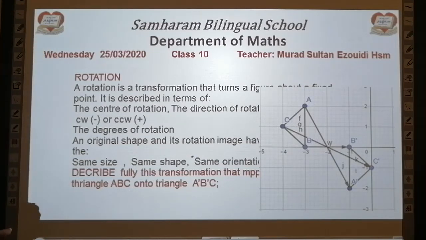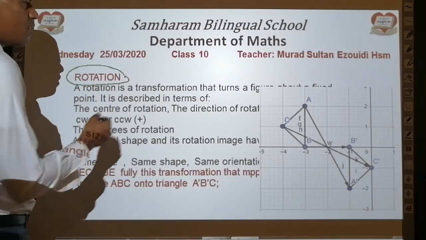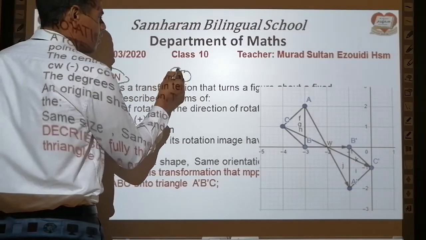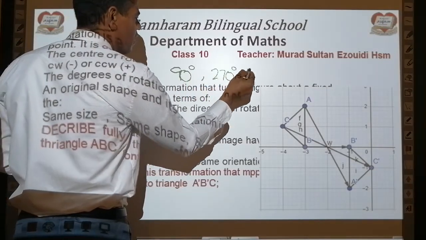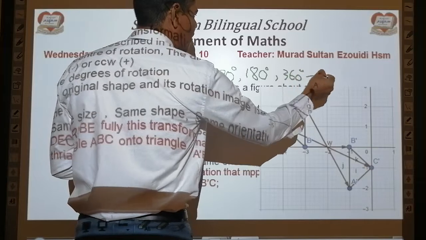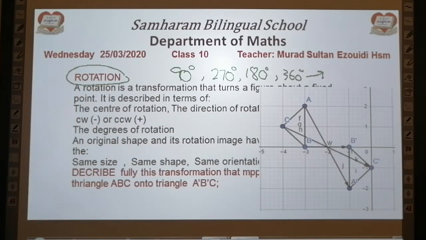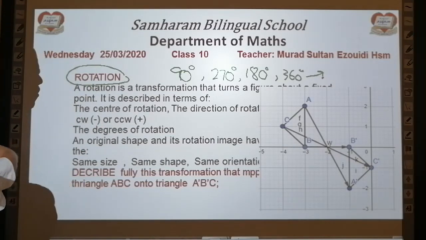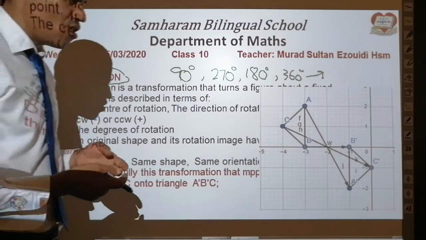And you will move to rotation. So, what is rotation, in fact? If you would like to rotate a shape, you can rotate 90 degrees, 270 degrees, 180 degrees, or 360 degrees, and so on. You can also rotate 30 degrees, or 60 degrees, and so on. Rotation is a transformation that turns a figure about a fixed point. It's called the center of rotation, either clockwise or anticlockwise.